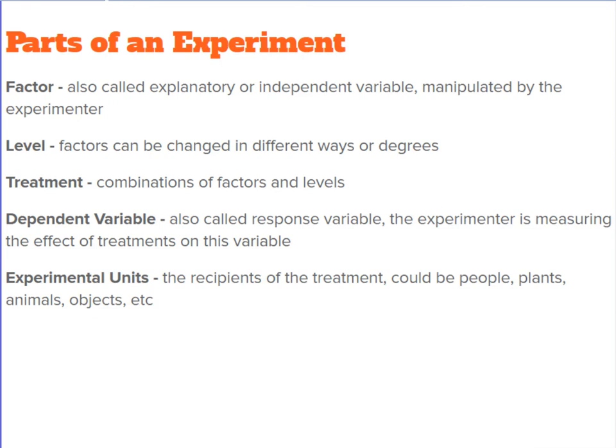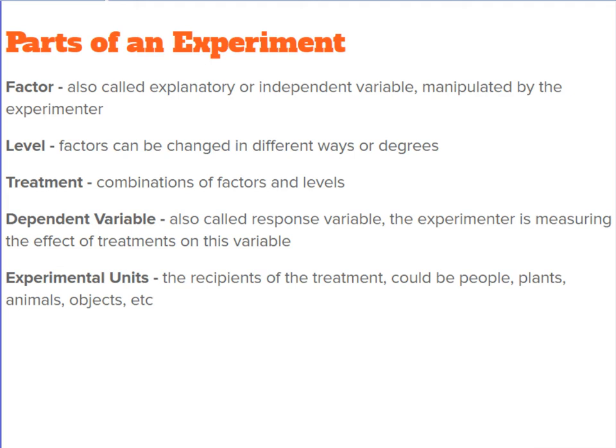that is called the factor. The level is when the factor can be changed in different ways. So if it's an experiment to test a new medicine, it could be different doses. So maybe one is 200 milligrams and the other one is 500 milligrams. Those would be different levels of the same factor. So the same medicine, we're not changing the medicine, we're just changing the level. And then the treatment is the combination of factors and levels that you give someone.